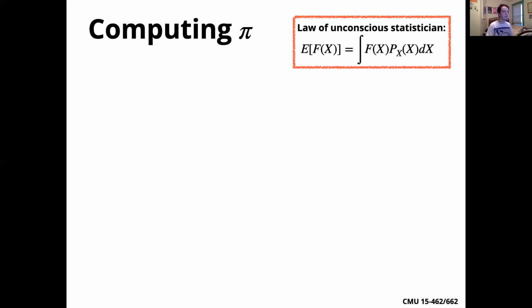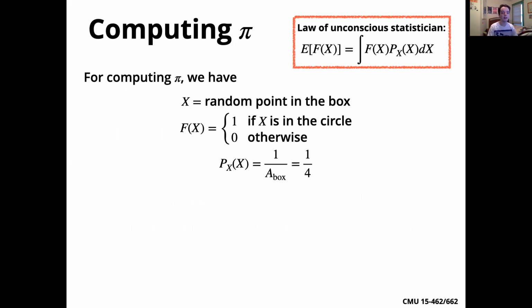Okay, so let's apply this to what we've just been doing. For computing pi, we have our variable x, which is a random point in a box. In this case, it's pretty simple: our f of x is just 1 if x is in the circle and 0 otherwise.